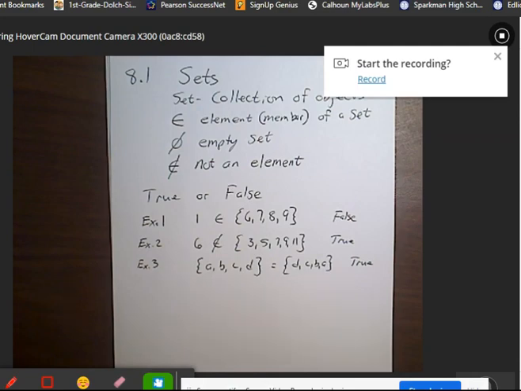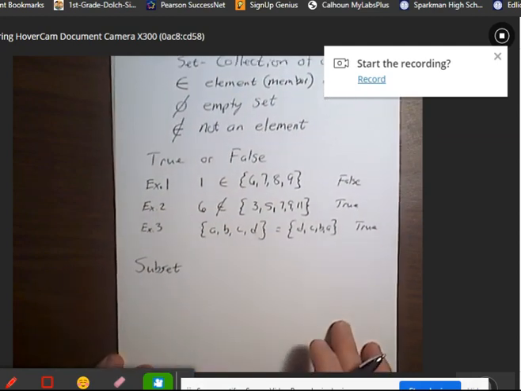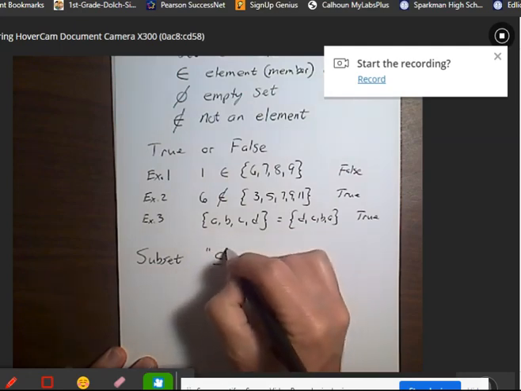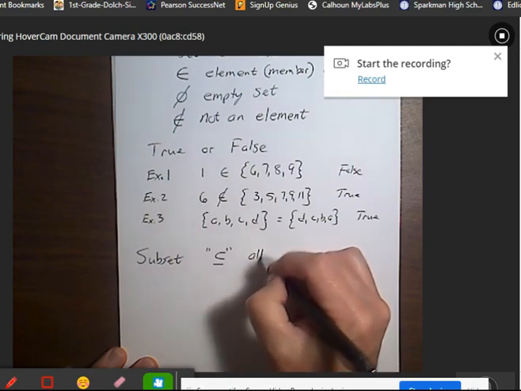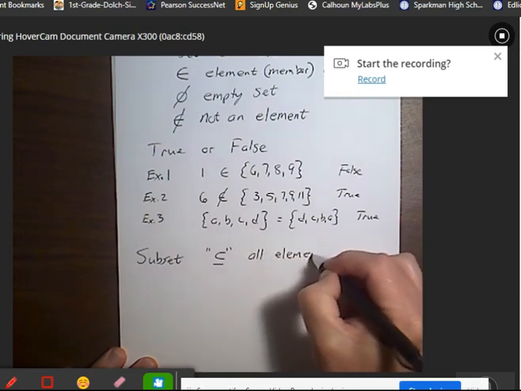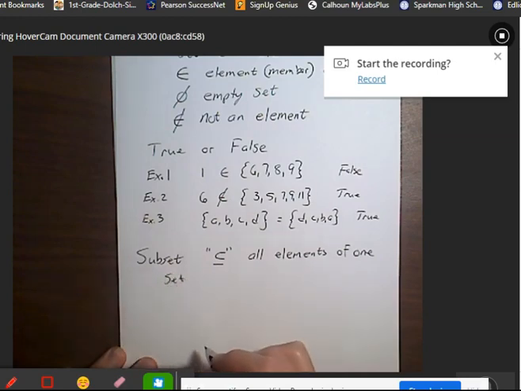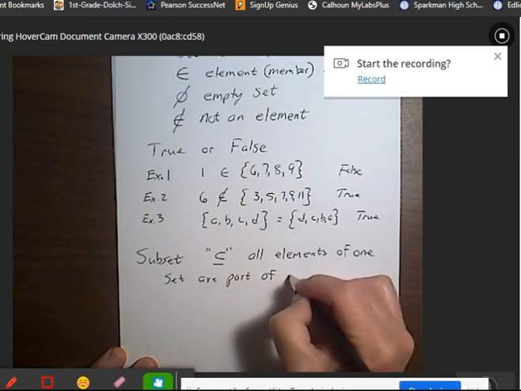After they go through that one, then they start adding in some more vocabulary. The next one they're going to do is a subset. And the notation for that one is like a sideways U with a bar underneath it. Basically, for a subset, that just means that all the elements of one set are part of a larger set.